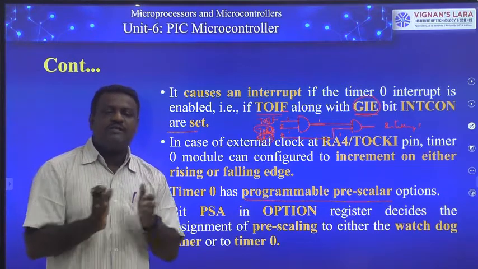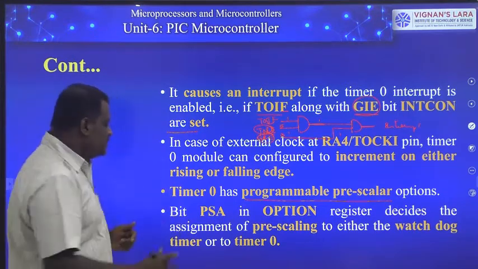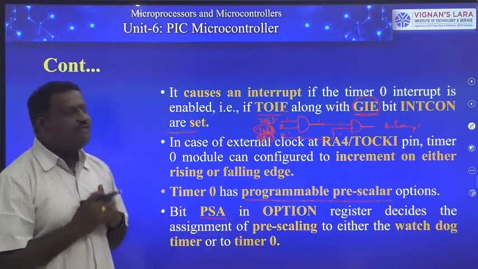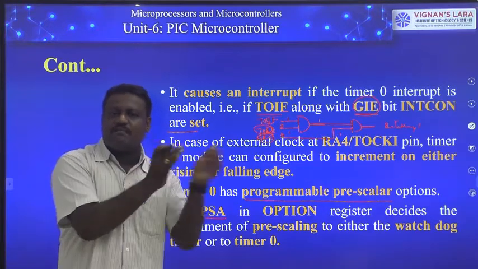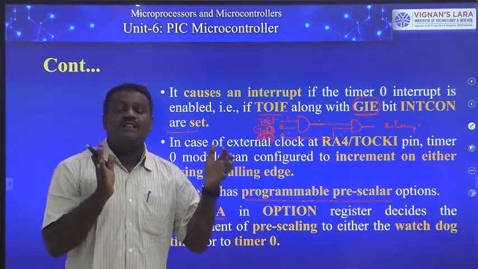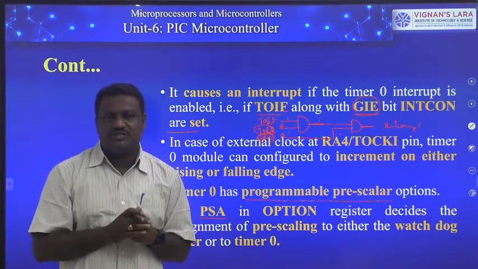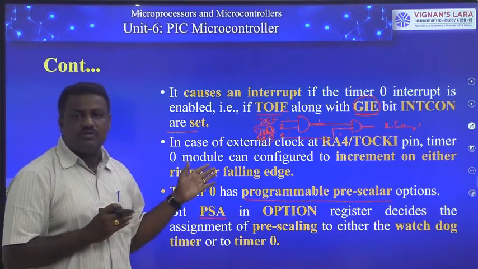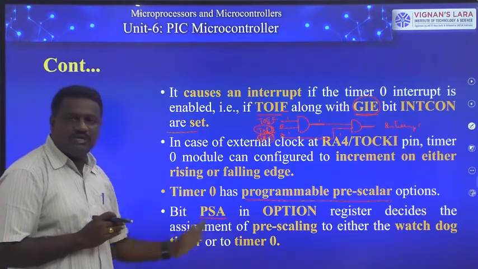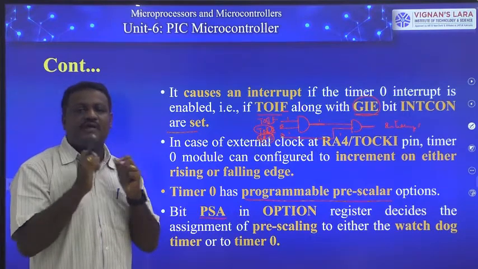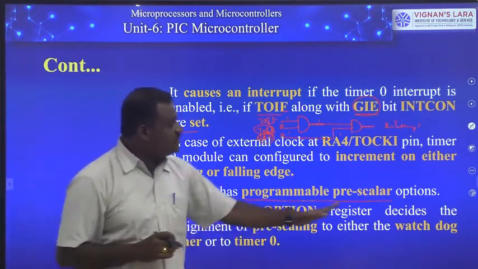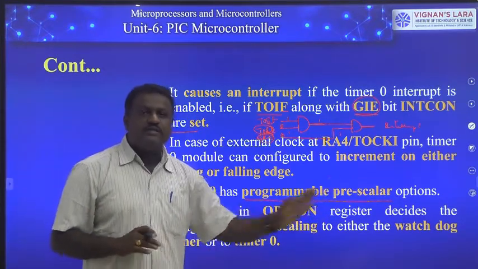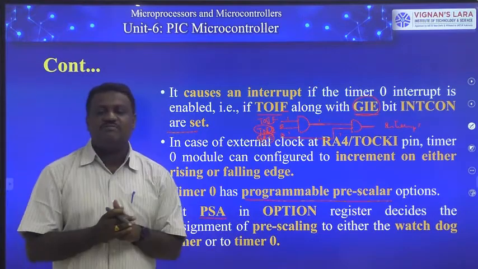In the option register, the least significant 4 bits are the PSA bit, that is the prescaler assignment bit, along with the bits PS2, PS1 and PS0. These are the least significant 4 bits of the option register. With the help of them, I can prescale timer 0. First of all, I would like to discuss the PSA bit, the prescaler assignment bit. The PSA bit in the option register decides the assignment of prescaling to either the Watchdog timer or timer 0.